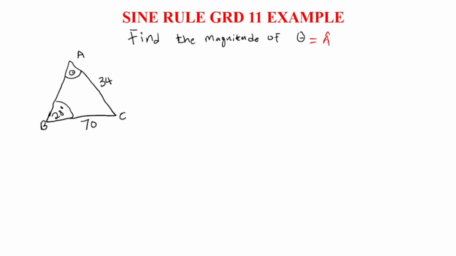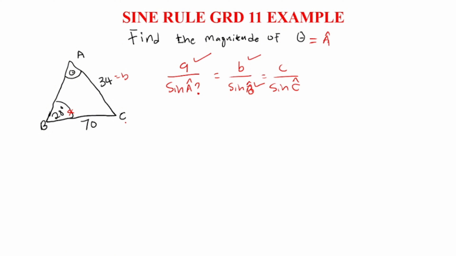So what can we use here? We can see that the sine rule says that a over sine A is equal to b over sine B, which should be equal to c over sine C. So let's see what we are given here. We're given side b, which is this one here. We are given angle B, which is this one there. And we are looking for angle A, but we are given side a.